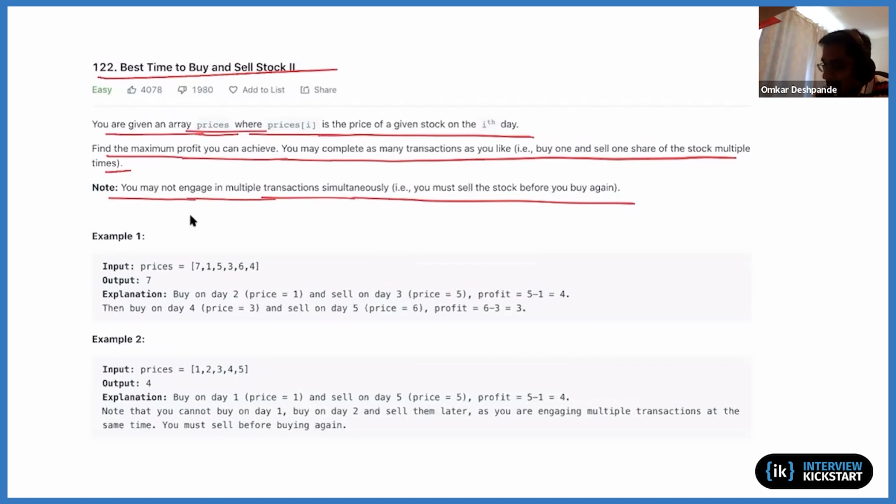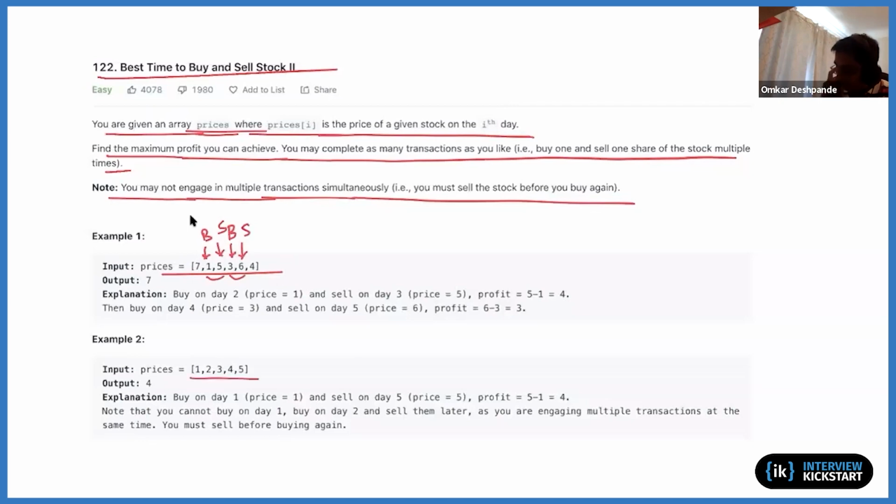So just as an example here, if these are the prices on 6 days of a stock, the best you can do is to buy on day 2. So buy here, sell on day 3, and then buy on day 4 and sell on day 5. So the profit here is 4, the profit here is 3, so total profit would be 7. That's the best you can do.